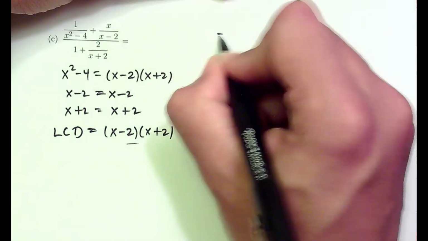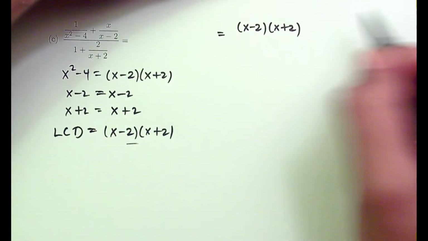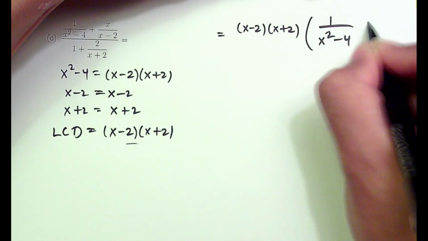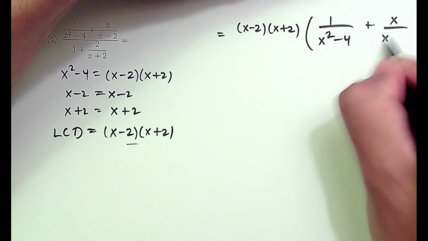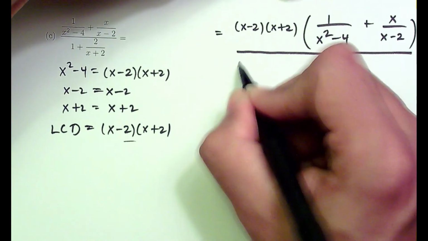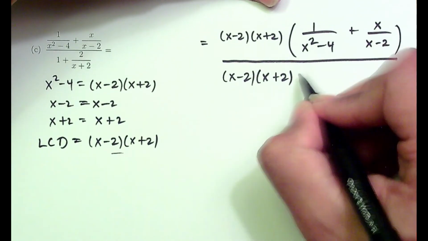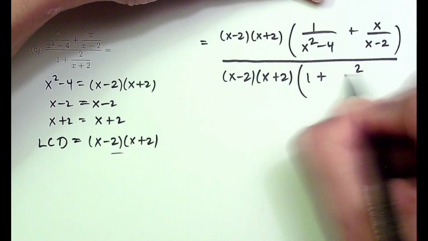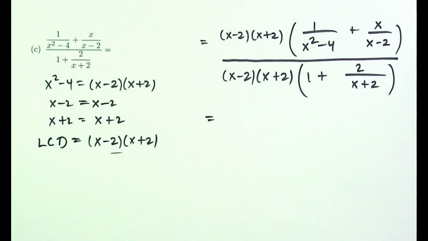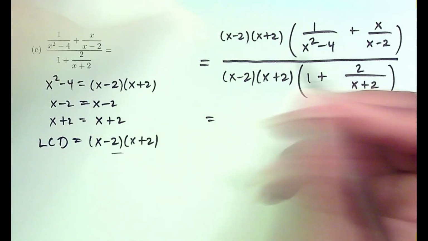So let's write that out. So this is going to be (x minus 2)(x plus 2), and then this is 1 over x squared minus 4 plus x over x minus 2, and we multiply the bottom likewise by (x minus 2)(x plus 2), 1 plus 2 over x plus 2. Okay.